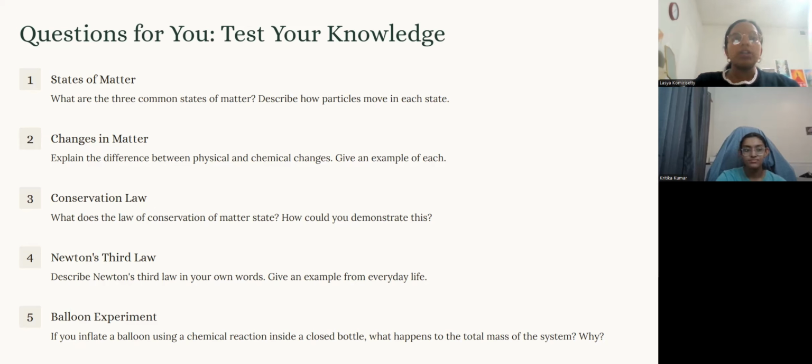Number 4, Newton's third law. Describe the Newton's third law in your own words and give an example from everyday life. Number 5, and lastly, the balloon experiment. If you inflate a balloon using a chemical reaction inside a closed bottle, what happens to the total mass of the system? And why does this occur?